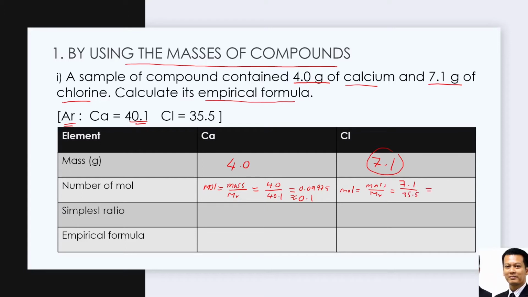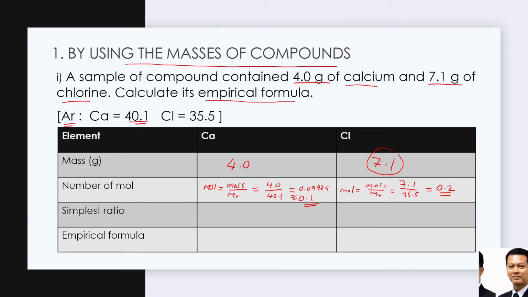35.5. So your answer here should be 0.2. And now the simplest ratio. Okay, how to calculate the simplest ratio? You compare the smallest number among the moles that you have calculated here: 0.2 and 0.1. Which one is smaller? Of course, 0.1, right?